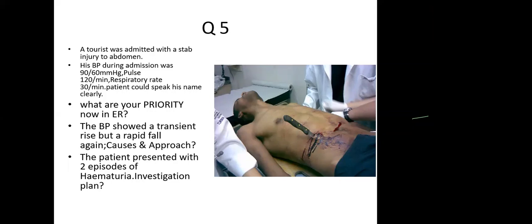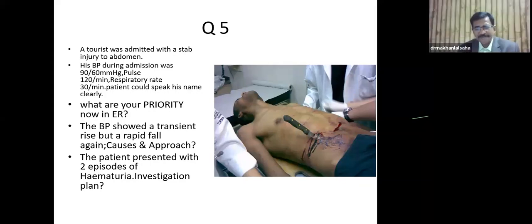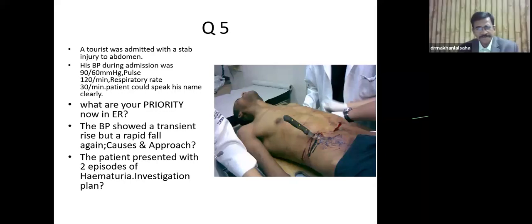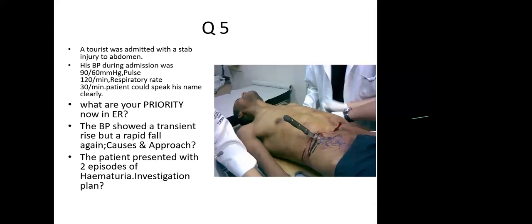State question, state answer. The patient who has a stab wound with a knife like this and is a transient responder will die in the CT scan suite. There is no question of sending him to a CT scan suite. He will go to the operation theater. Okay. So you will go to the operation theater; causes and approach done.